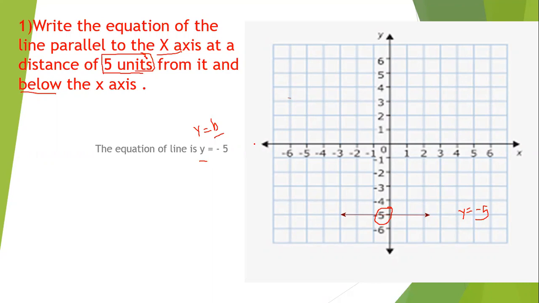Okay. So if the line is parallel to the x-axis, the equation will be in the form of y equal to b. If the line is parallel to the y-axis, then it will be x equal to a. So you have to write x and then a, meaning the coordinate. Whatever is given, you write that. In the previous sum, it was 7 units, so we wrote x is equal to -7. Now here it is given as 5 units, and since it is parallel to the x-axis, we have to write y equal to -5. Just go through the sum.